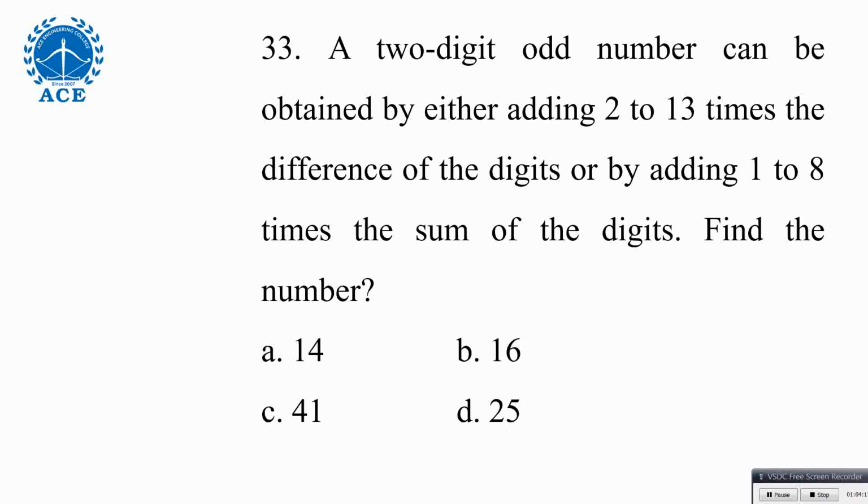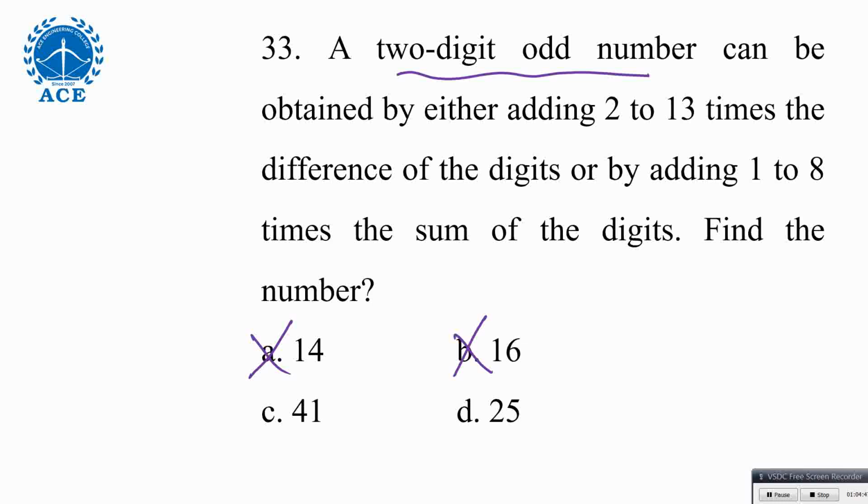A two-digit odd number, so directly options A and B are eliminated. Why? Two-digit odd number. It's obtained by either adding 2 to 13 times the difference of the digits. So what is the difference here? 4 minus 1, 3. 3 into 13 is 39 only. We are not obtaining it, so it's not correct. When you check with adding 1 to 8 times the sum of digits, yes.